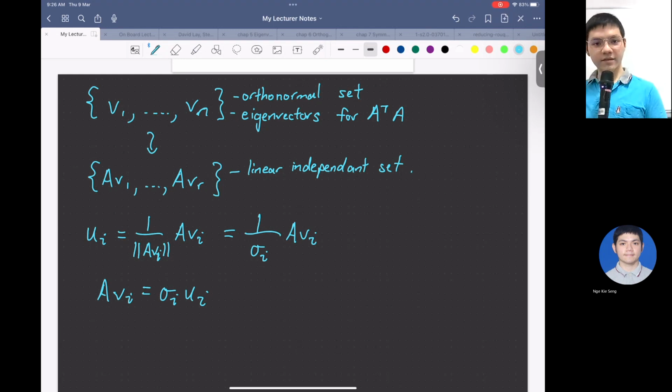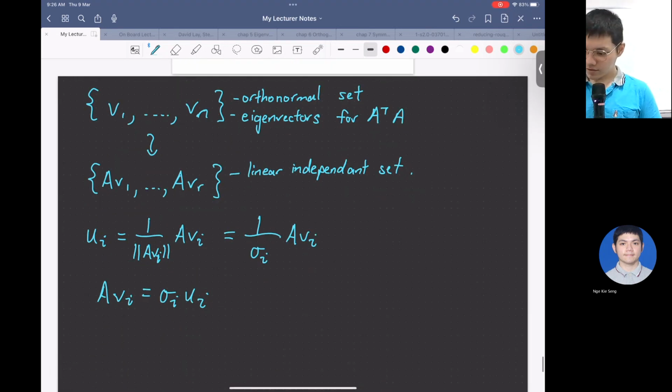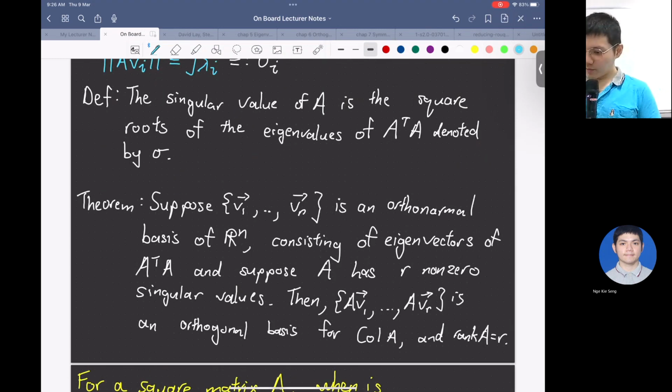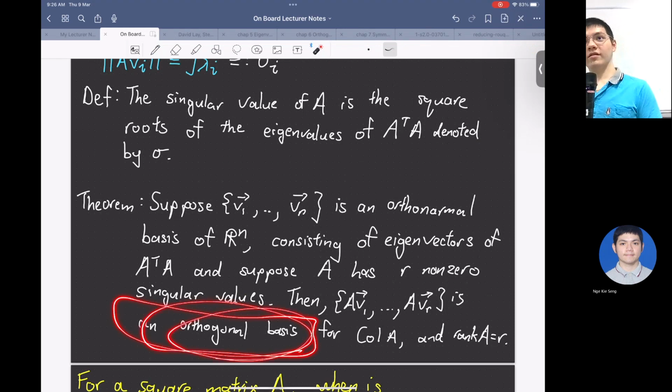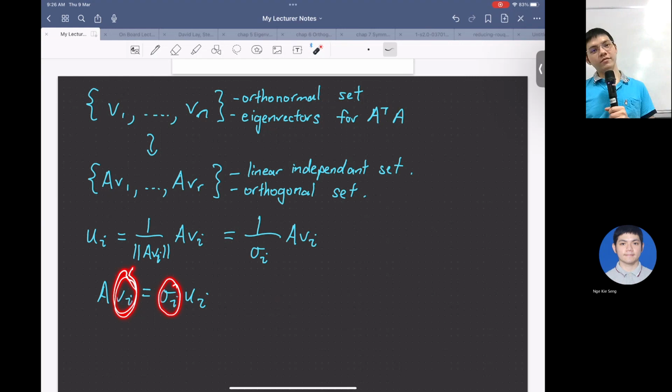So what's next? Remember this theorem here: it's orthogonal, not only linearly independent. So it's not enough, here is stronger, it's actually orthogonal. You can see you got a column vector, singular value, another column vector. How many of them do you got? r of them. You can do r of them together.